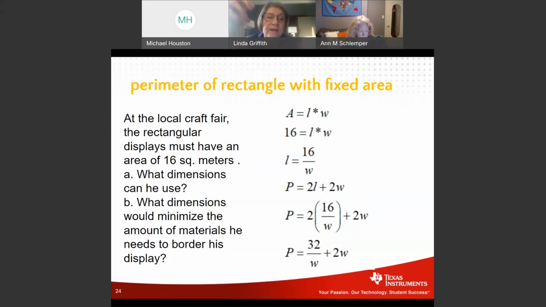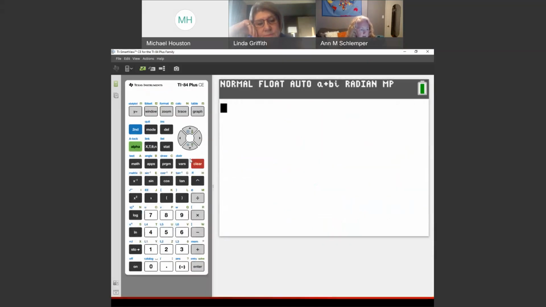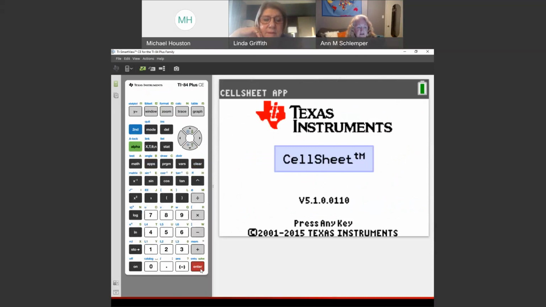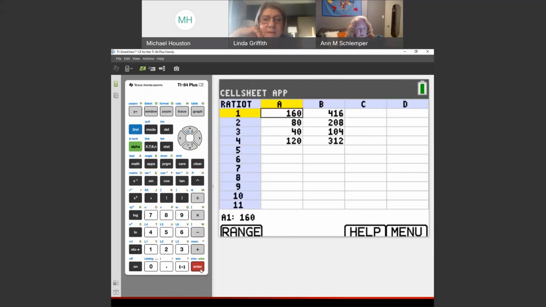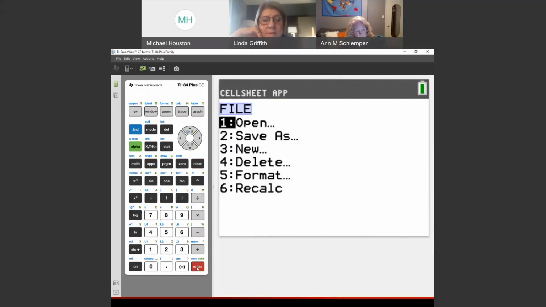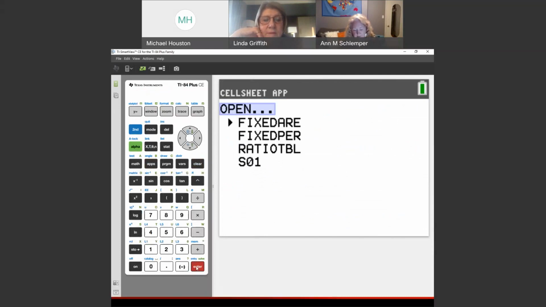Let's see how the calculator can really help us enhance this problem. I was going to have you do this, but for time, again, I'm using the cell sheet, and I love it. I love spreadsheets in general. I think it's an important skill to have. But again, I've already saved these, so I'm going to open fixed area.